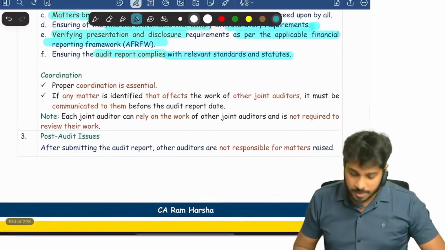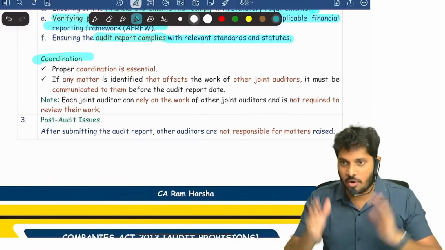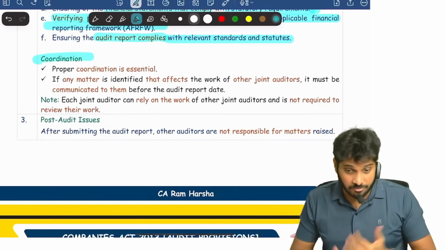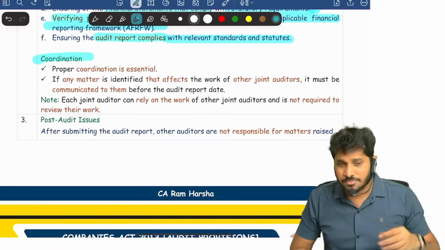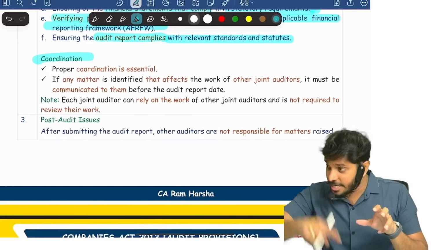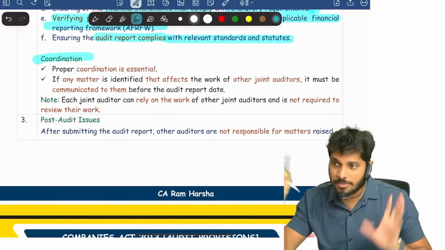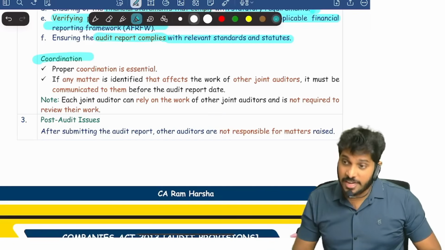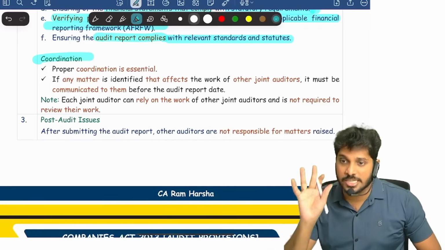Are you clear? Now there must be proper coordination between them. If one joint auditor, while doing the audit, finds some issue related to another joint auditor, he should inform him. When should he inform him? After the audit is completed, or before the audit is completed? Exactly, before the audit is completed.